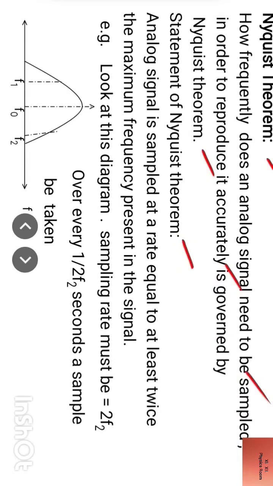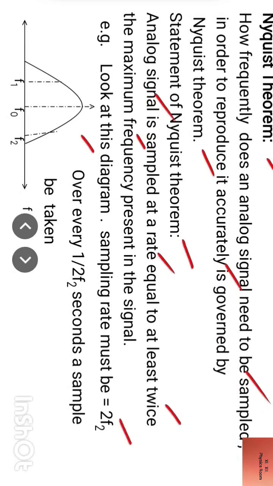Now statement of Nyquist theorem. Analog signal is sampled at the rate equal to at least twice the maximum frequency present in the signal. I repeat, analog signal is sampled at a rate equal to at least twice the maximum frequency present in the signal. For example, look at this diagram.